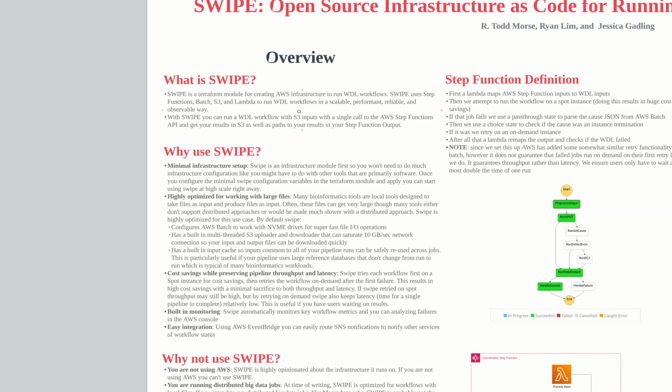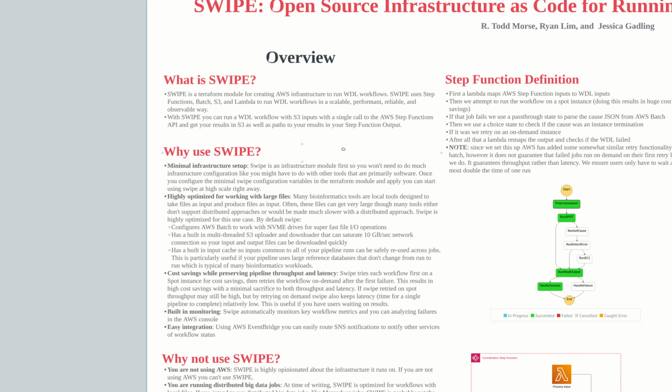Because Swipe is a Terraform module, we can work on it as if it's code, but when you actually go to apply it, you can spin up a lot of AWS infrastructure such as step functions, batch, S3, and Lambda really easily and in a reproducible way. So Swipe allows you to run these WDL workflows without having to worry about provisioning a bunch of infrastructure, and it takes inputs from S3 and puts outputs to S3.